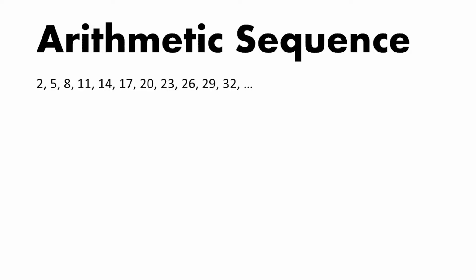An example of an arithmetic sequence would be the sequence 2, 5, 8, 11, 14, 17, 20, 23, 26, 29, 32, and so on. As you can see, as I go from 2 to 5 and 5 to 8 and 8 to 11 and 11 to 14, I'm adding a common difference. I'm adding the number 3 to go to each number. That's what makes a sequence arithmetic, when you add the same number to go to each term.